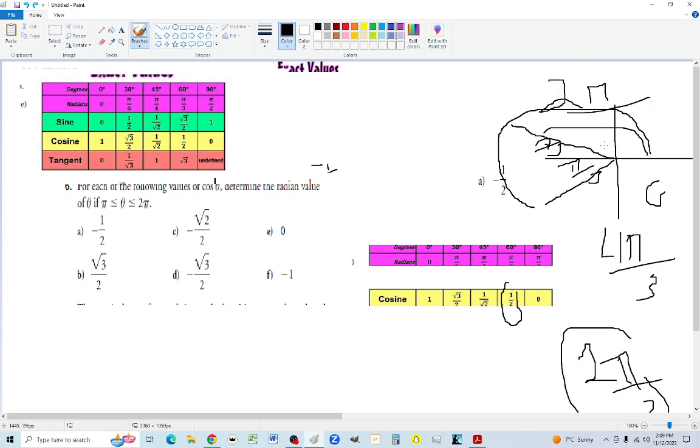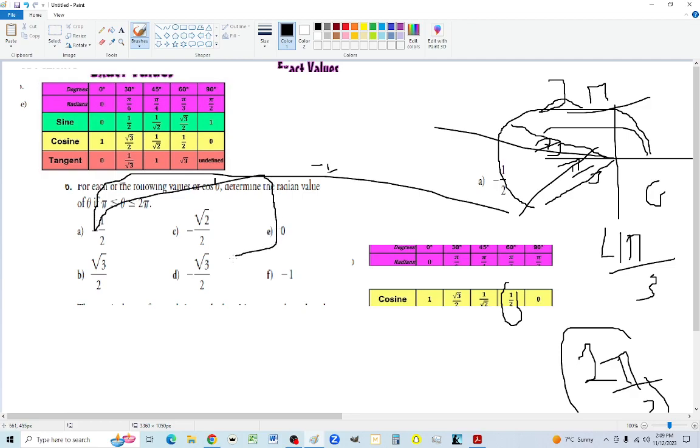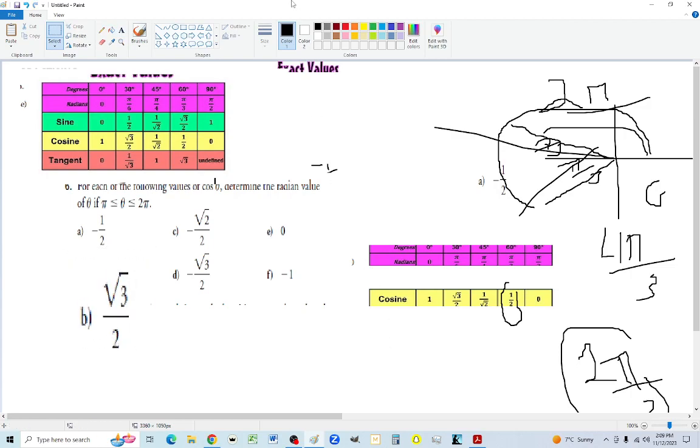Please note, there's almost always 2 possible angles that result in either a negative or a positive, and stuff like this will result in possibly 3. But you use the same method over and over again. Let's look at square root 3 over 2. Where would I find that?